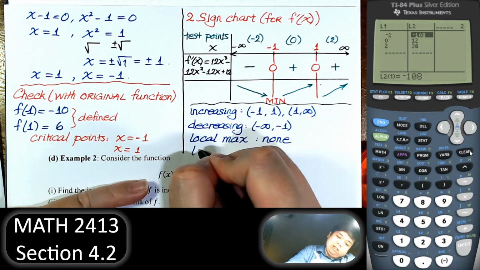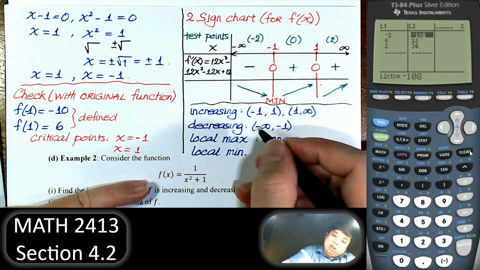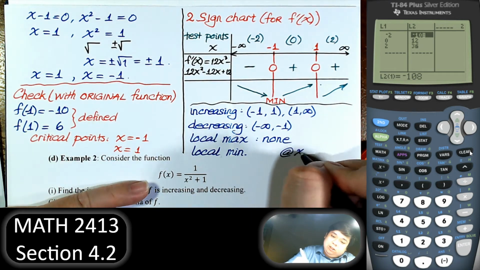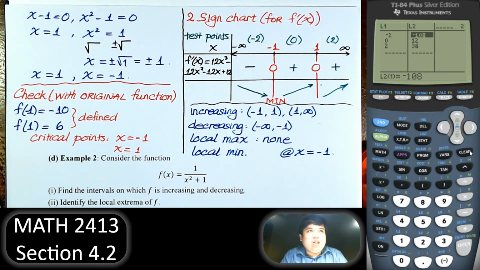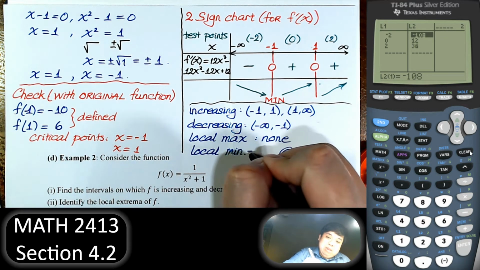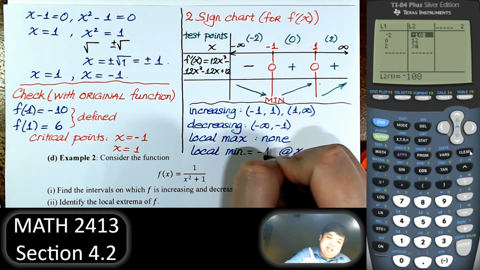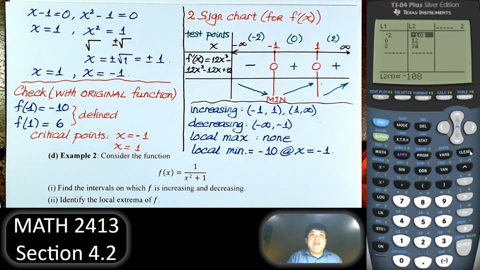How about local min? Yes, there's one, when x equals negative 1. Now we see when x equals negative 1, what is the y value? That's why we check it. Not only do we check to make sure that it is defined, we find the values, so potentially later on, if it is a maximum or minimum, we know exact values. In this case, negative 10. Remember, local maximum and local minimum are points, and those points belong to the original function.